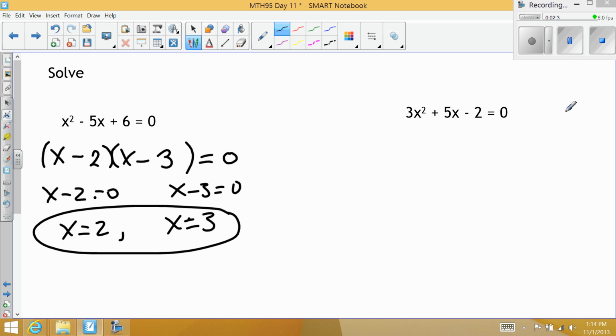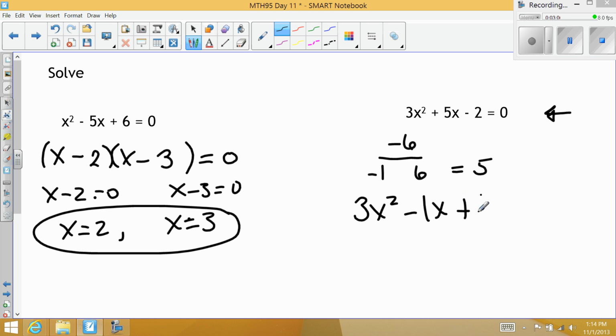So the next one will also factor. So this one's going to take a little more work with the 3x squared here. If we take the a times c, 3 times the negative 2 is negative 6. Here, I'm factoring by grouping, by the way. And then the negative 6 could factor to 1 and 6. Negative 1, oh, how about negative 1, positive 6? That adds up to 5. So I can expand this to 3x squared, subtract 1x, plus 6x, subtract 2 equals 0. Don't forget the other side of your equation.